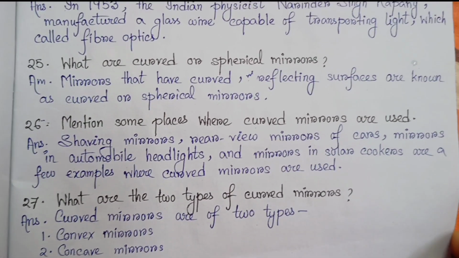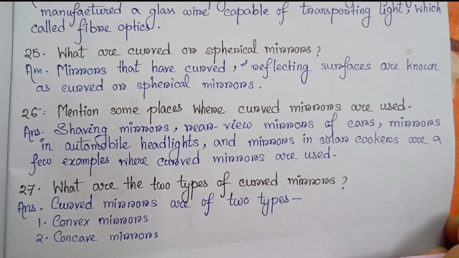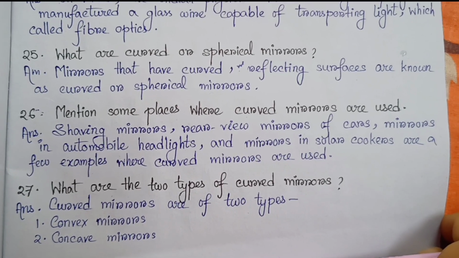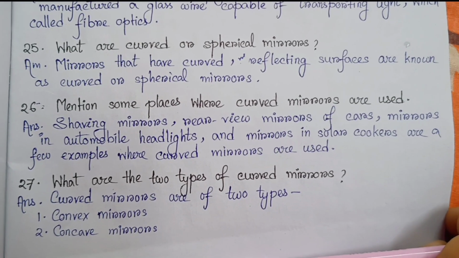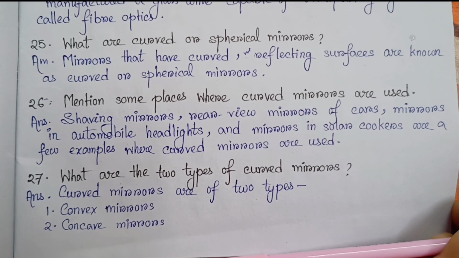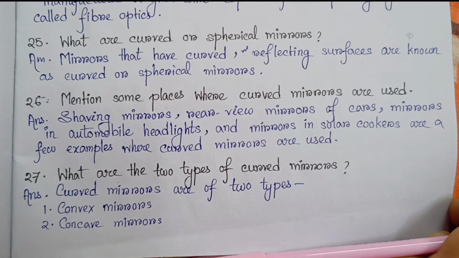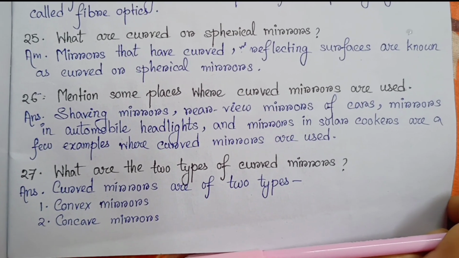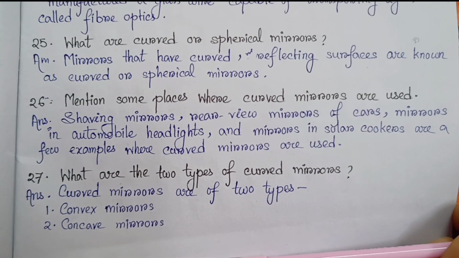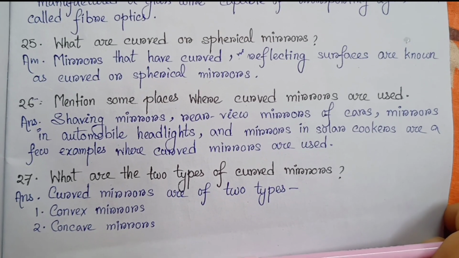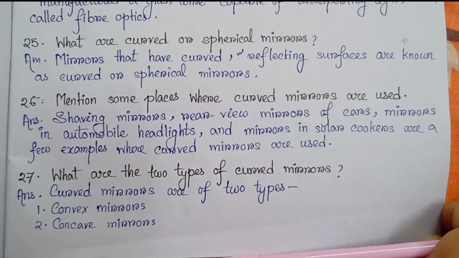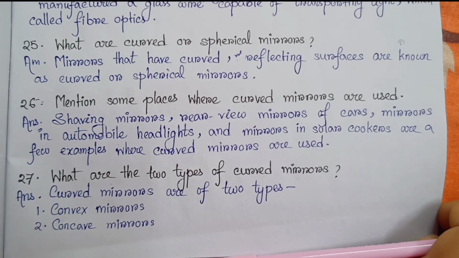Number 25. What are curved or spherical mirrors? Mirrors that have curved reflecting surfaces are known as curved or spherical mirrors. Number 26. Mention some places where curved mirrors are used. Shaving mirrors, rear view mirrors of cars, mirrors in automobile headlights, and mirrors in solar cookers are a few examples where curved mirrors are used. Number 27. What are the two types of curved mirrors? Curved mirrors are of two types: convex mirrors and concave mirrors.